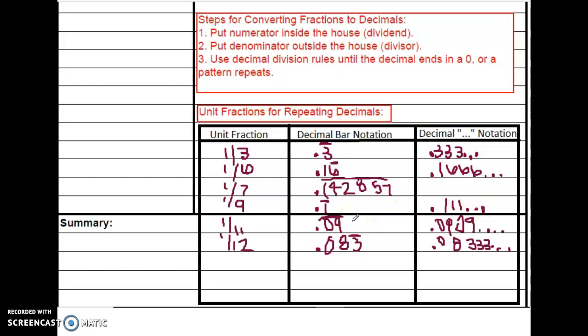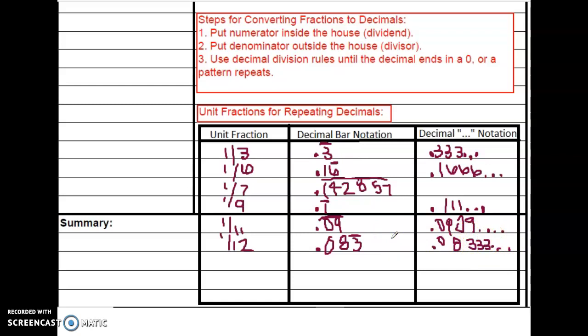And then for 1/11, it's 0.09 repeating. So 0.090909 ... And then for the last one, it's 0.08 and the 3 repeats. So the only thing that repeats is the 3, which is why that's the only thing that has the bar over top. And over here we have 333 ... after the 08. So that's for the notes portion.